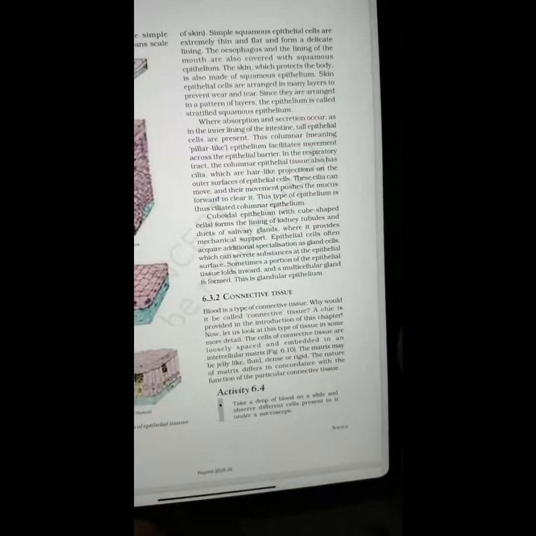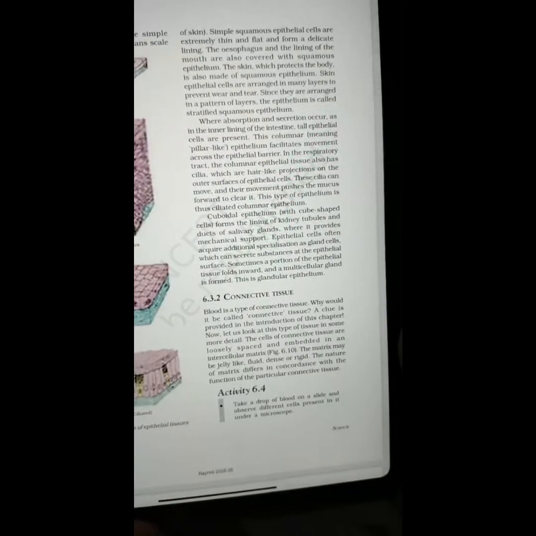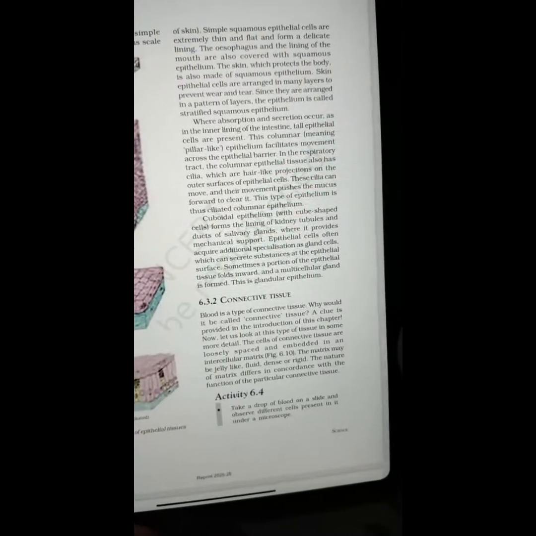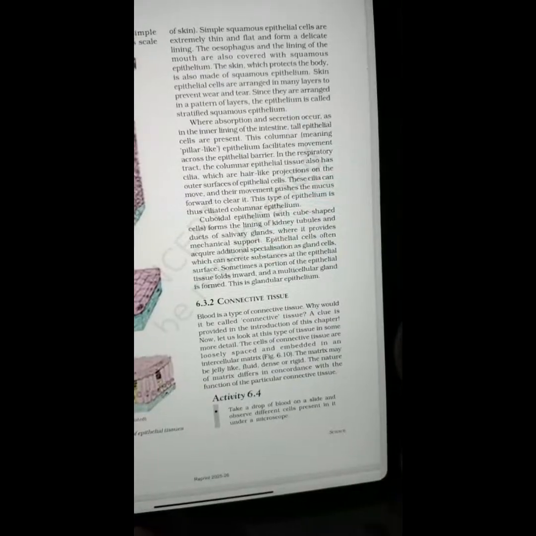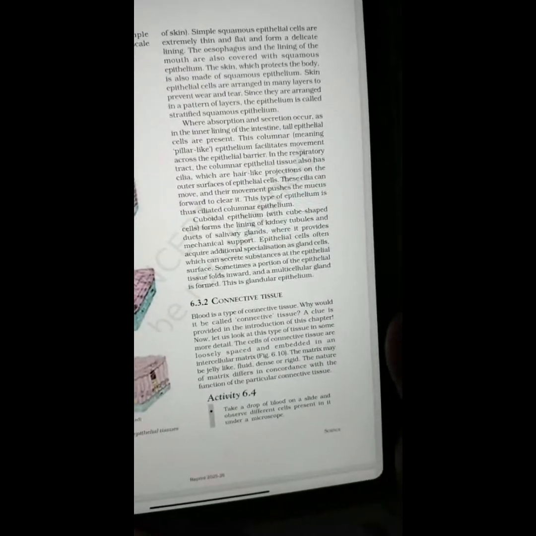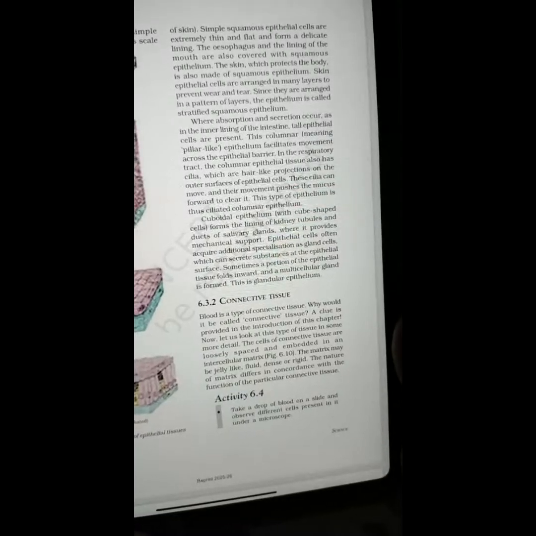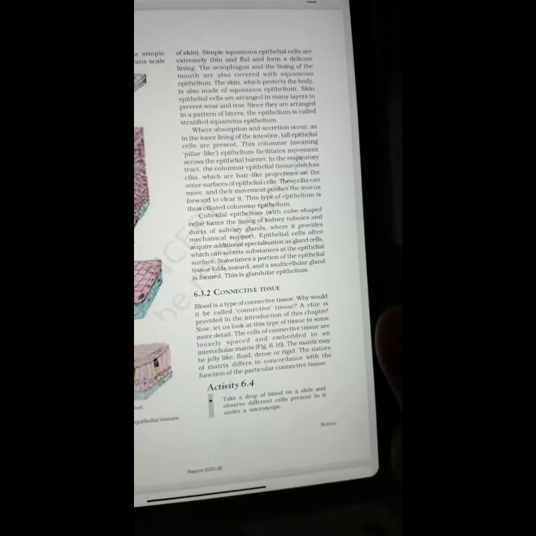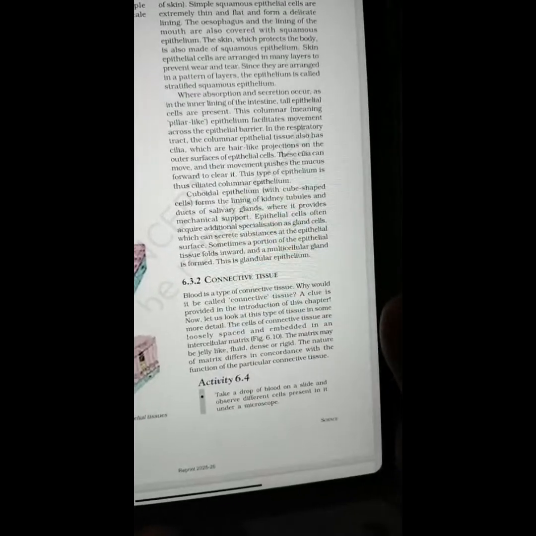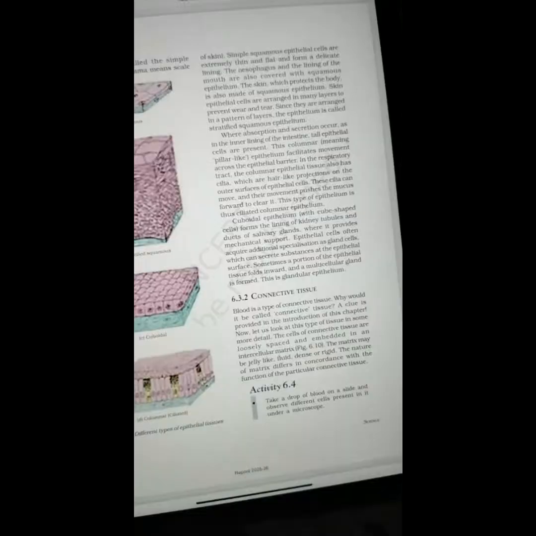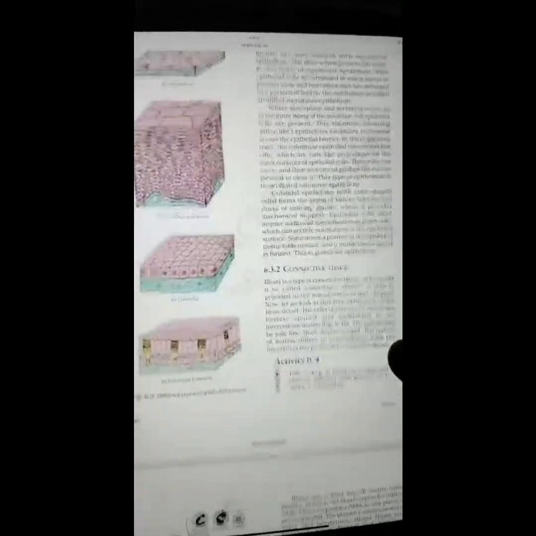The cells of the connective tissue are loosely spaced and embedded in an intercellular matrix. Figure 6.10. The matrix may be jelly-like, fluid, dense, or rigid. The nature of the matrix differs in accordance with the function of the particular connective tissue. Activity 6.4. Take a drop of blood on a slide and observe the different cells present in it under the microscope.